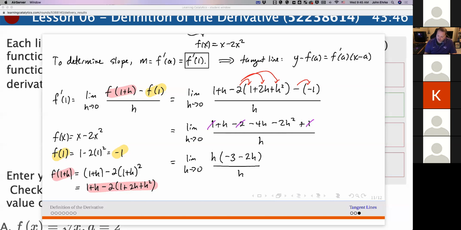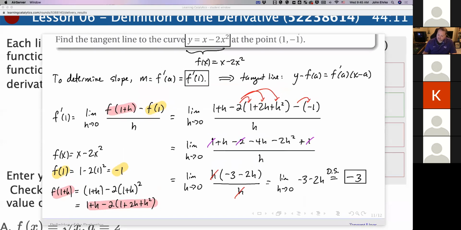And here you can see that the h I pulled out of the numerator will cancel with the h in the denominator. So I know I've done this correctly. I've reached a point where they cancel. Rewriting the limit. If I now directly substitute in h equal to 0, I get -3. So that's my slope. It's my slope at a equal to 1.